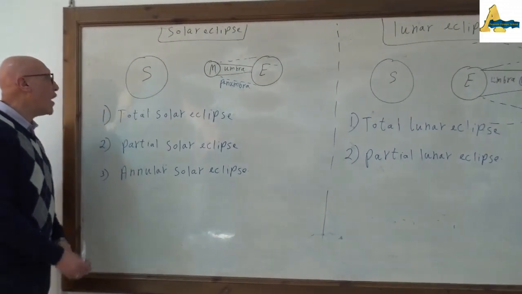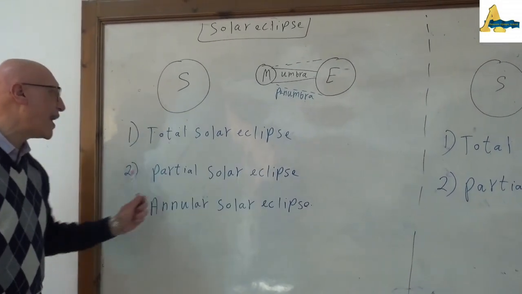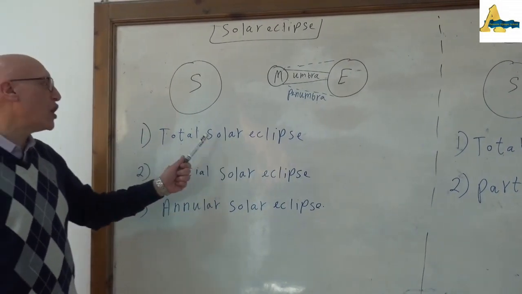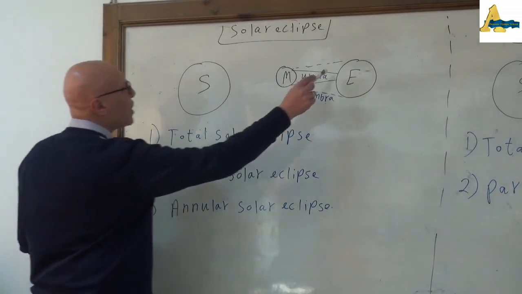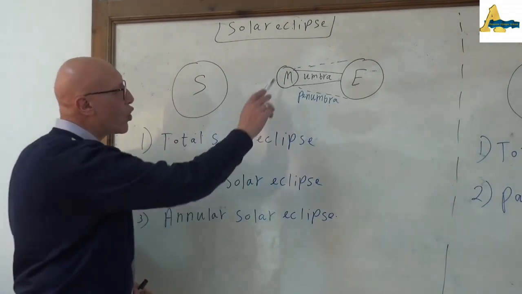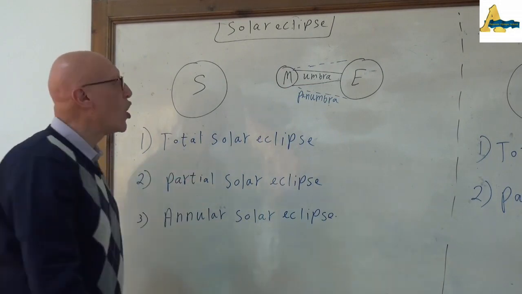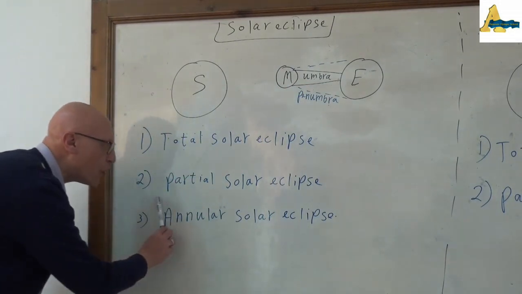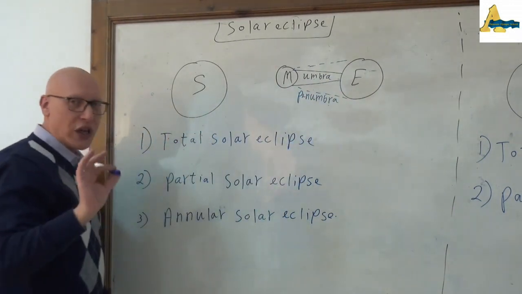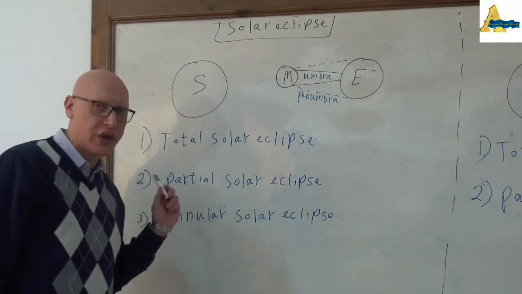The next point, we have 3 types of solar eclipse, which are total solar eclipse, partial solar eclipse, and annular solar eclipse. The total solar eclipse happens in the umbra area, in which we cannot see all of the sun because the moon is near to the earth, so it seems to be big in size. While the second type, the partial solar eclipse, happens in the penumbra area, in which we can see part of the sun, so it's called partial solar eclipse.